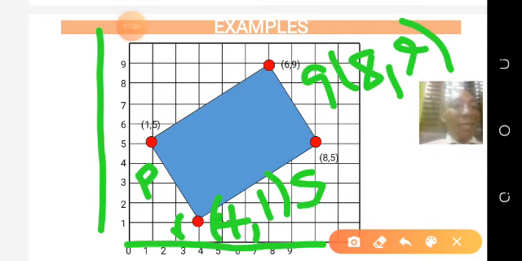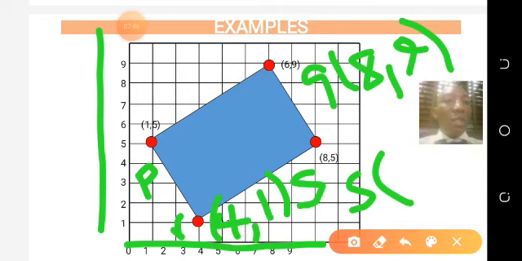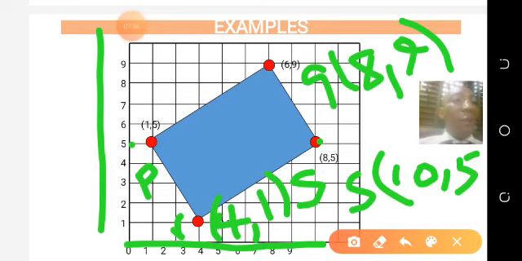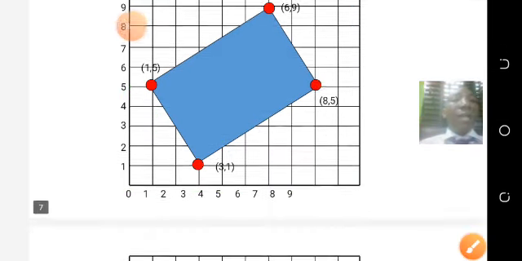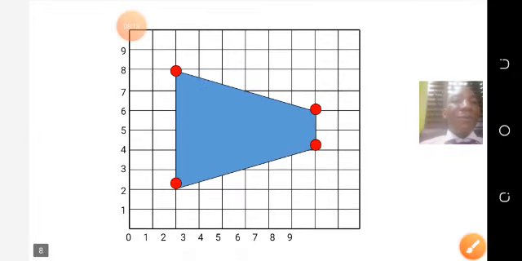Coordinate S, which is this point, is 10, then trace it to this side, that is (10, 5). So therefore, students, we have got the coordinates of P, Q, R, and S.